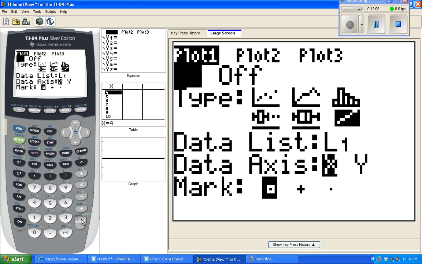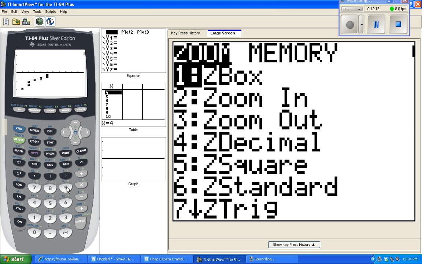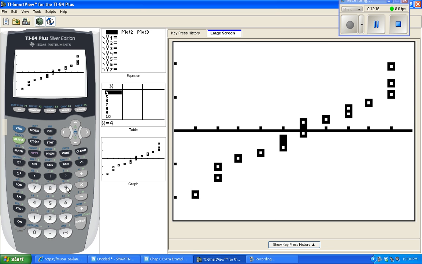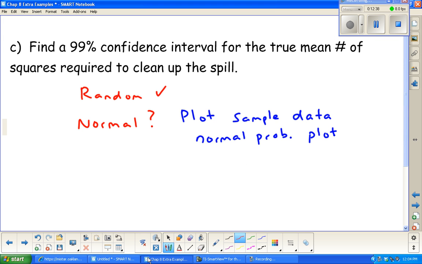My data is in list 1, and I'm going to do zoom 9 for zoom stat, so it'll fit my list. It appears to be a somewhat linear pattern there, pretty good. It has a little bit going on up here, but for the most part it's fairly linear. It's not like a quadratic parabola or some crazy looking graph. So just mention something like that. Mention that you plotted the data. Maybe just do a quick sketch of that plot. Since this shows linear, we are able to assume the normality condition.